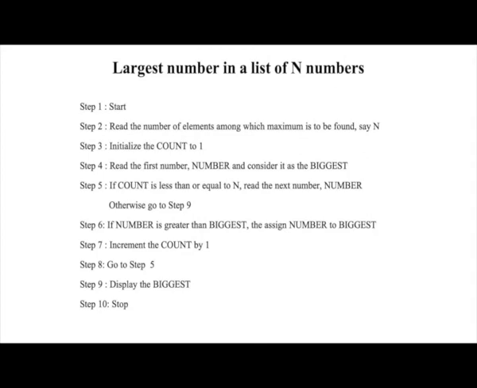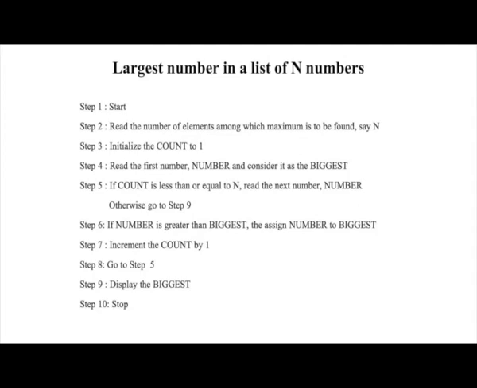This is an example of a repetitive structure. Step 1, start. Step 2, read the number of elements among which the maximum is to be found out, say n. Step 3, initialize count to 1. Step 4, read the first number and consider it as the biggest. Step 5, if count is less than or equal to n, read the next number, otherwise go to step 9 where you display the biggest number.